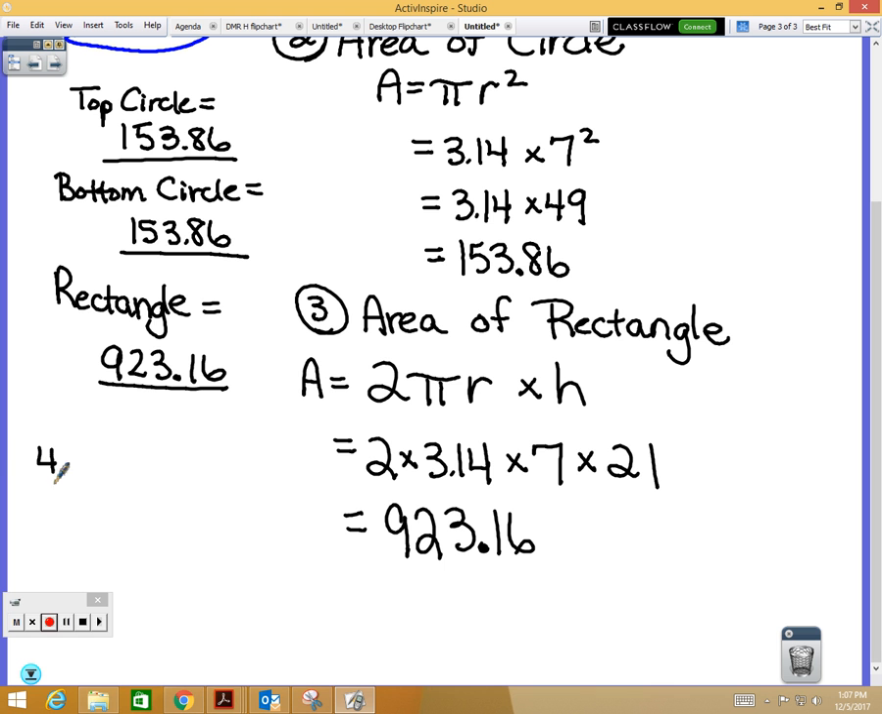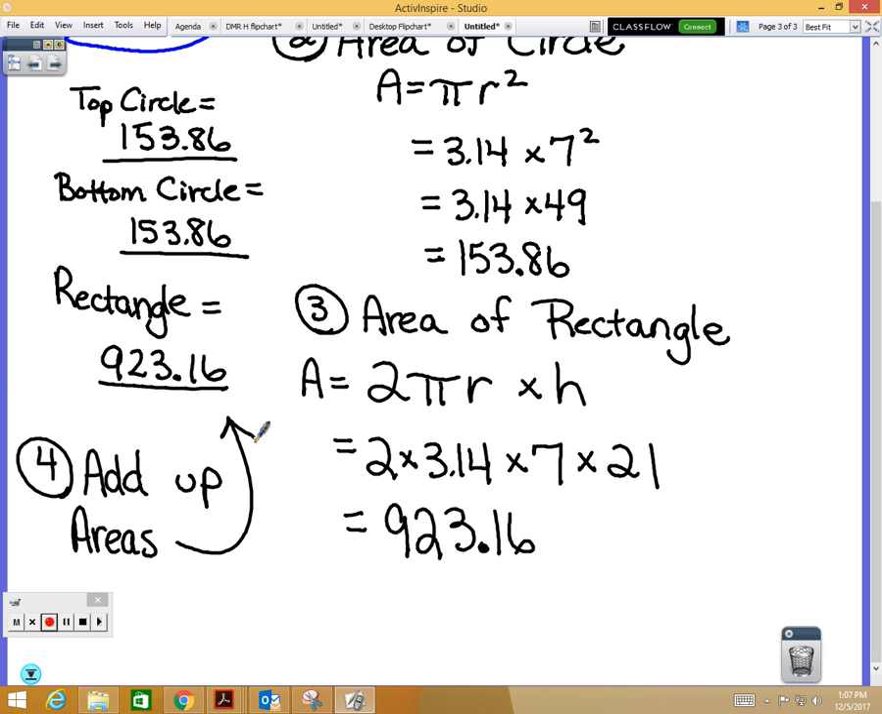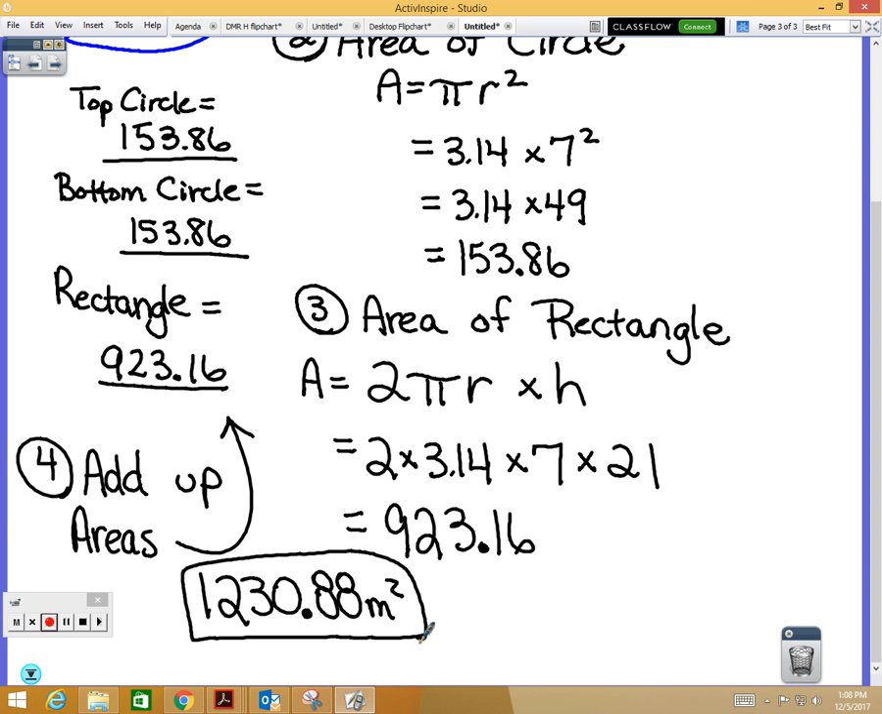So step 4 is add up areas. So we're going to add those 3 numbers. Now if I were you, I would do 153.86 times 2, since I have 2 of them, plus 923.16. And that's the surface area.